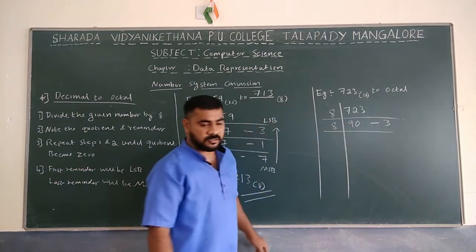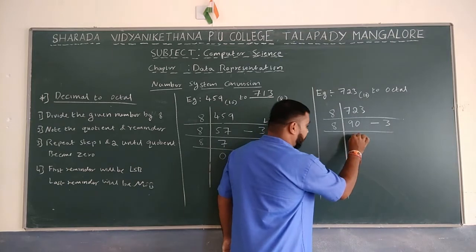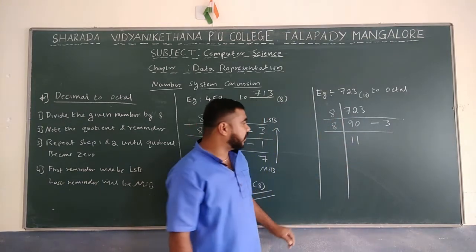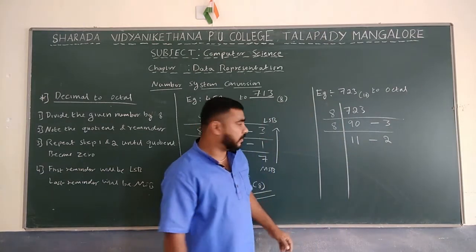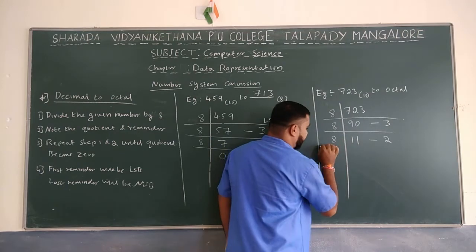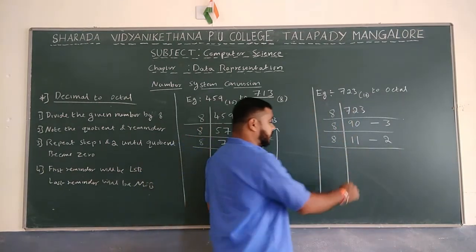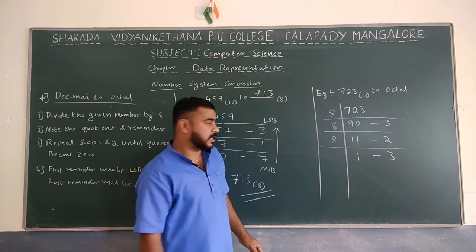90 divided by 8 gives 11. 11 into 8 is 88. So 2 will be the remainder. Once again divide the number by 8. Here the remainder is 3. Once again 3 is remaining.